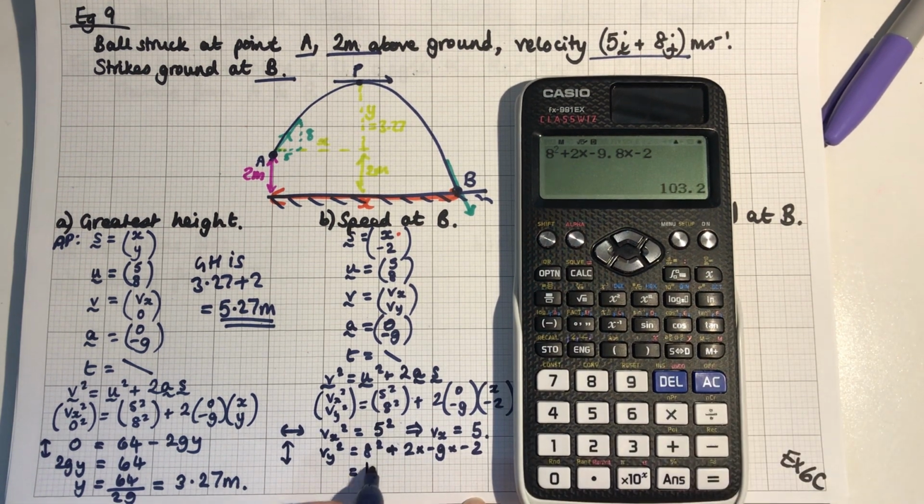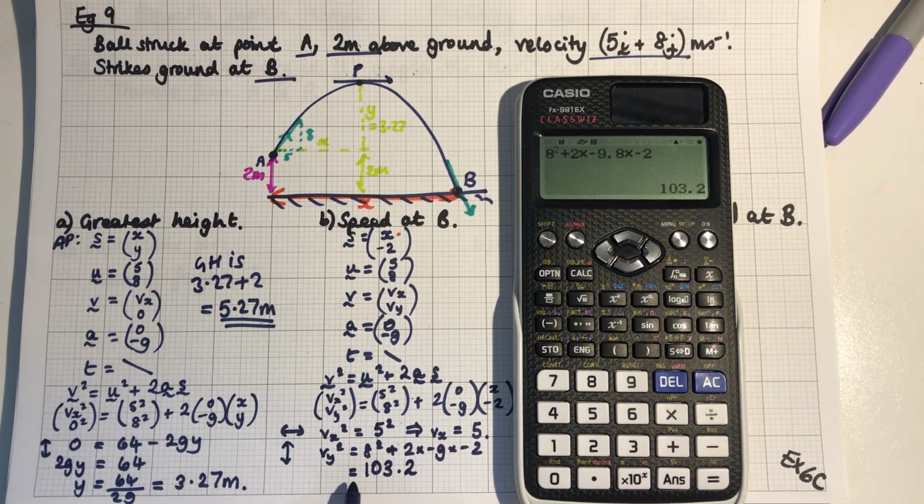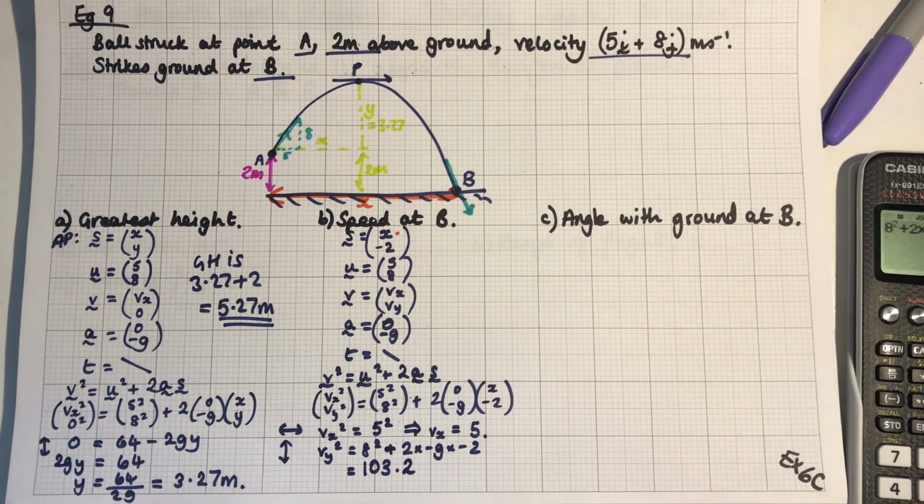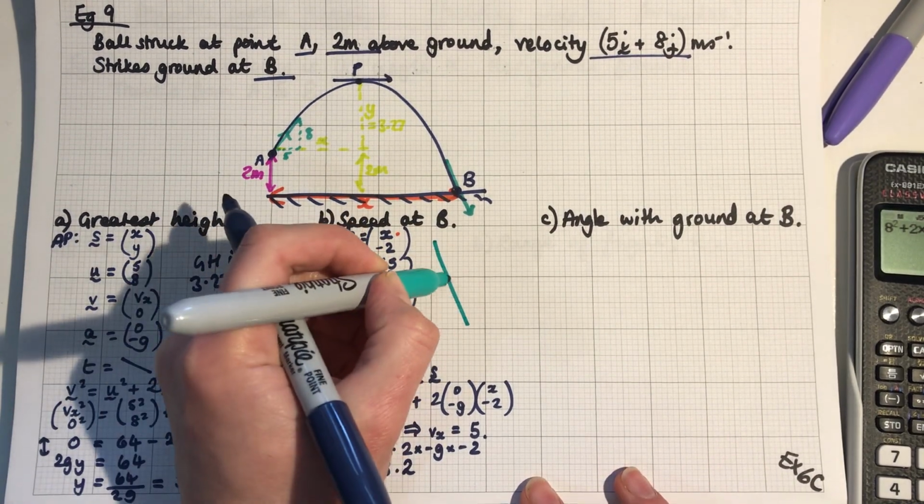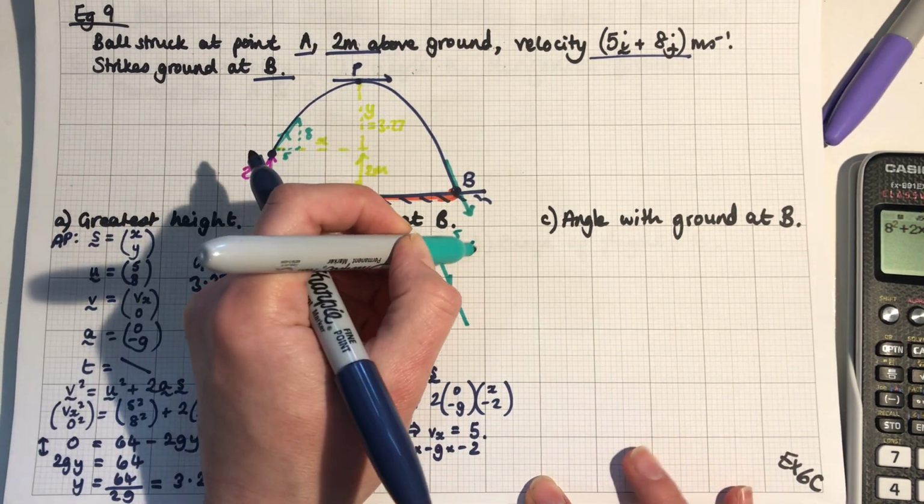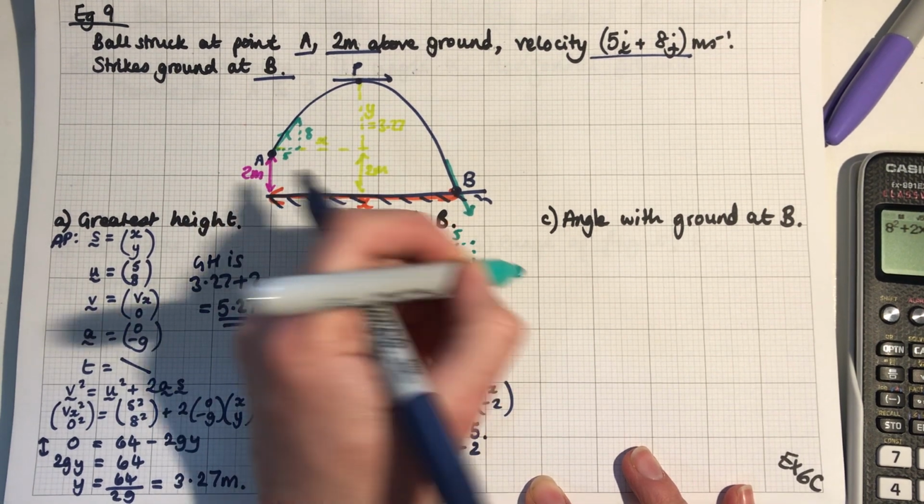And that gives me 103.2. Oh, that's really, really fast going down. So it's not so much horizontally, but it's going very steeply down. I can see because that vertical component is much, much bigger than the horizontal component. Now, I haven't answered the question yet. What I've done is I have found this. We have a horizontal component of 5 and a vertical component of 103.2.